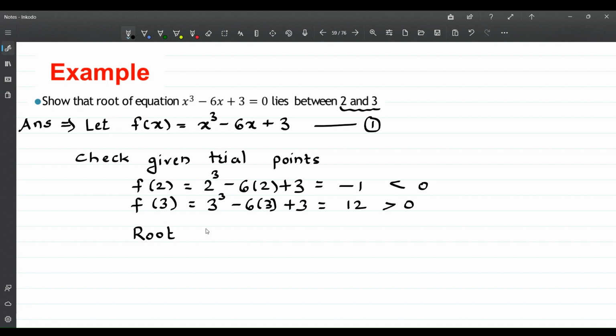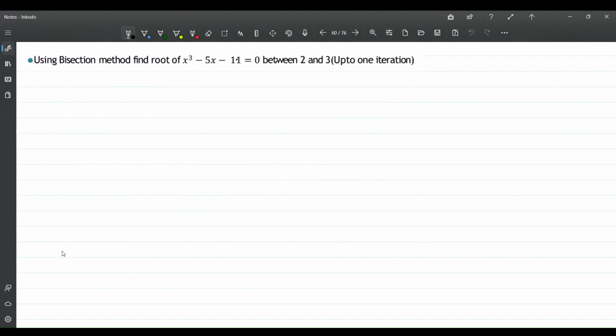So the root lies between these two trial points, and the trial points are 2 and 3. So the root lies between 2 and 3. This type of example will be for 2 marks in the MSBTE exam. Next, now we'll solve the bisection method.